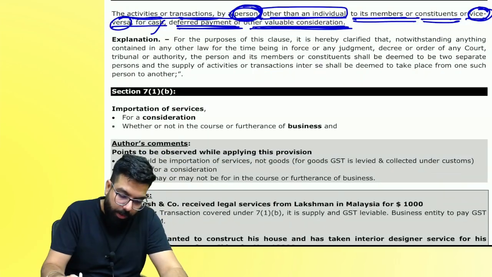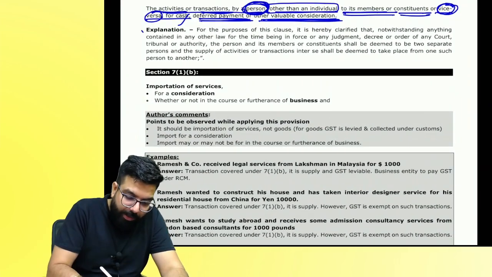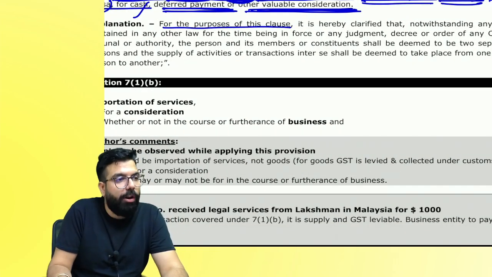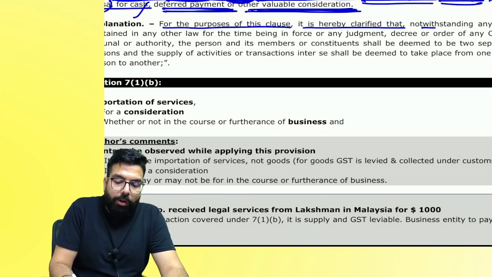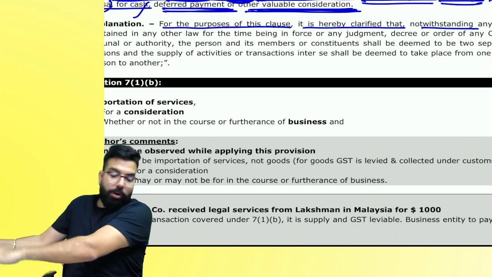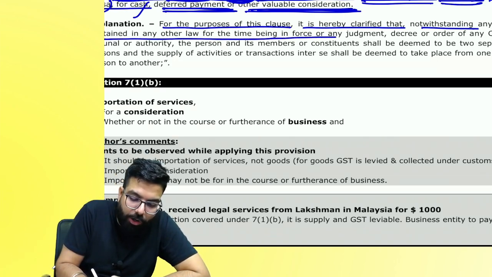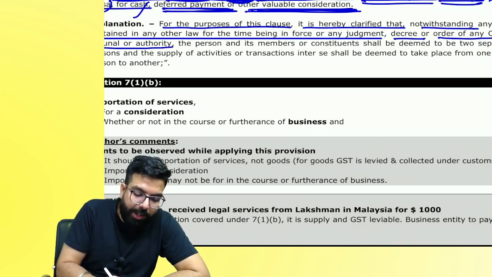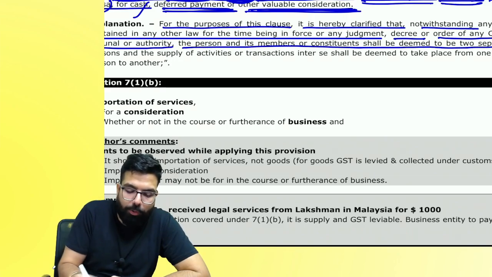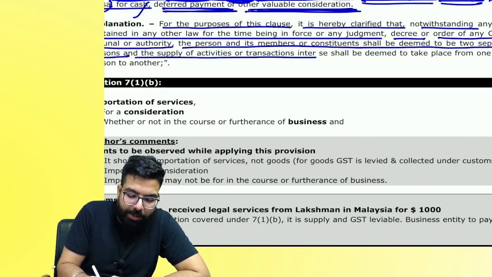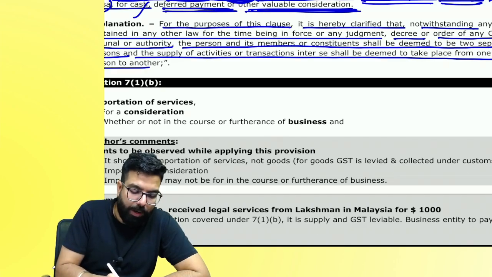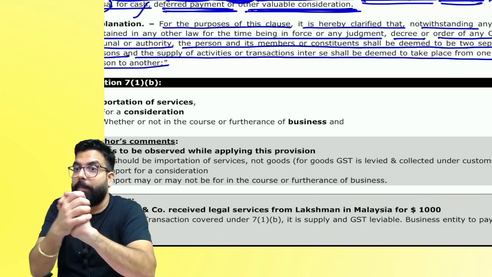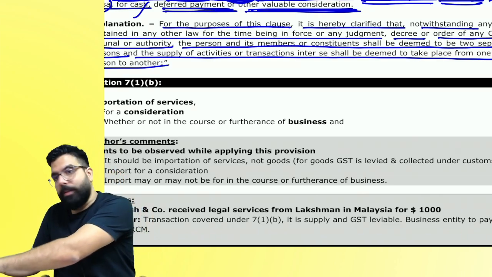Here, the court's judgment came, so they wrote one line. For the purpose of this clause, it is hereby clarified, notwithstanding, meaning any court judgment you put in the dustbin, notwithstanding anything contained in any other law for the time being in force or any judgment, decree, order of court, tribunal or authority, the person and its members shall be deemed to be two separate persons and the supply of activity shall be deemed to be from one person to another. Because the court in the service tax judgment said members and club are not separate, they are telling you to put that judgment in the dustbin.